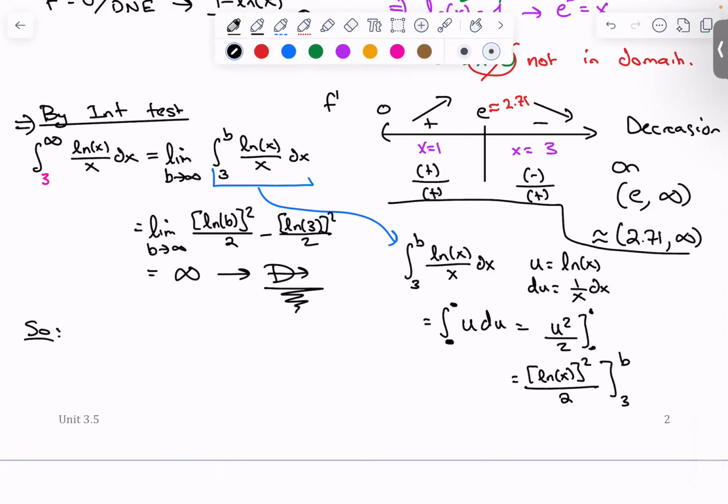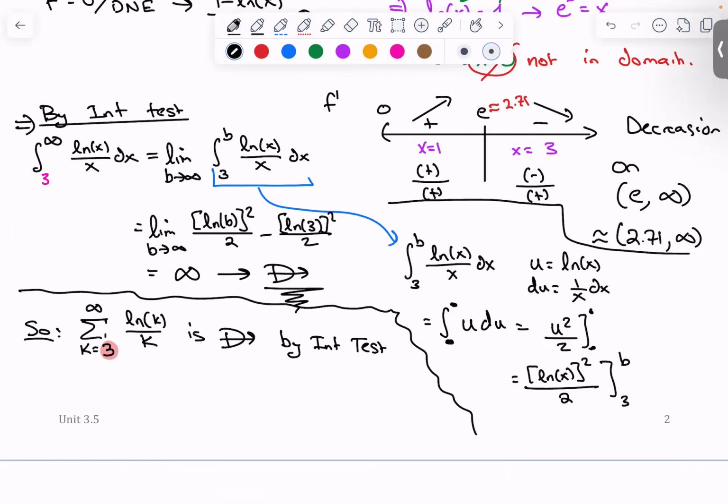So the series from k equals 3, let's highlight that in red, to infinity of ln of k over k is divergent by the integral test. But that's not our series.